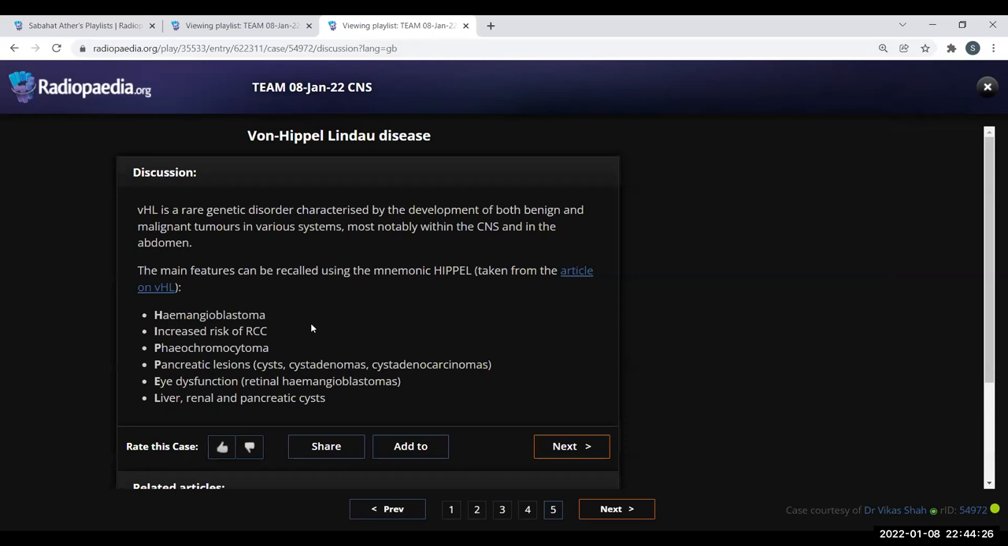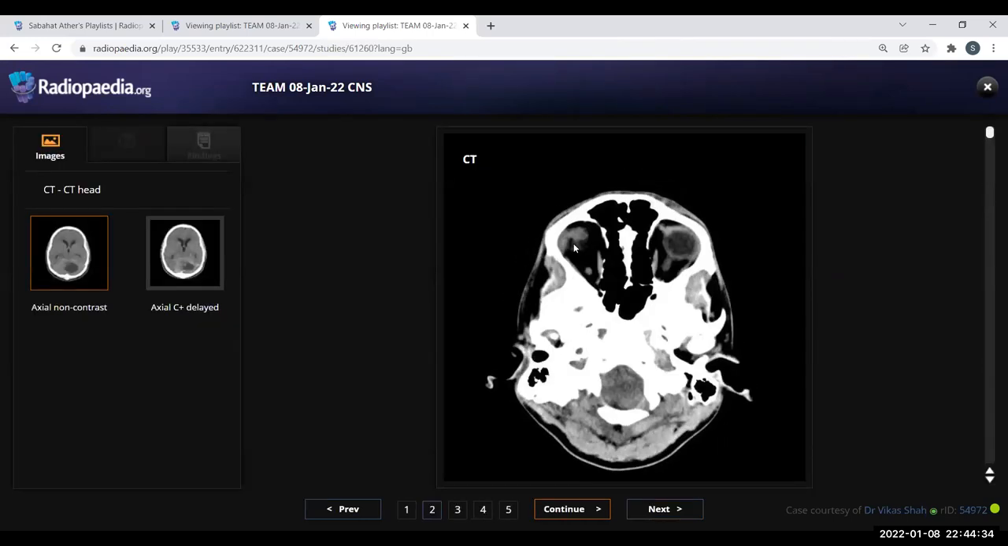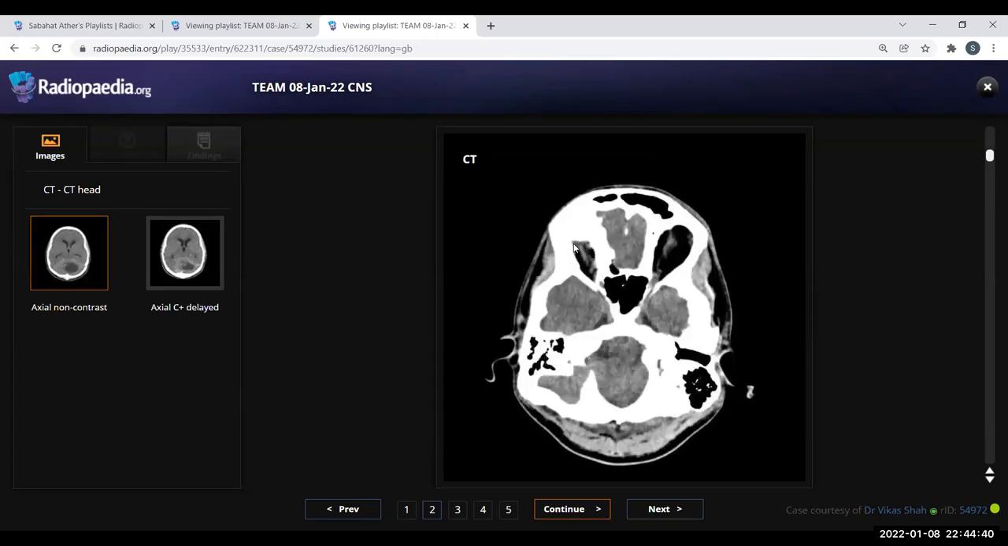And as you said, hemangioblastoma can be in the spine, in the brain. You should also look at the retina to look for the retinal angiomas. In kidneys, you will have renal cell carcinoma or cysts. In pancreas, you can have serous cystadenomas, islet cell tumor, pancreatic cyst, and adenocarcinoma. But very well done. This was von Hippel-Lindau.